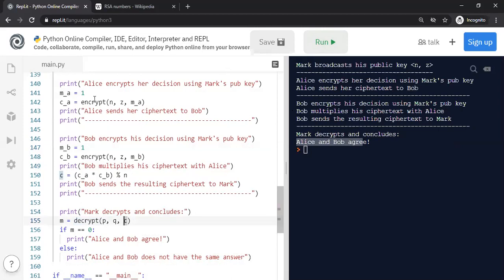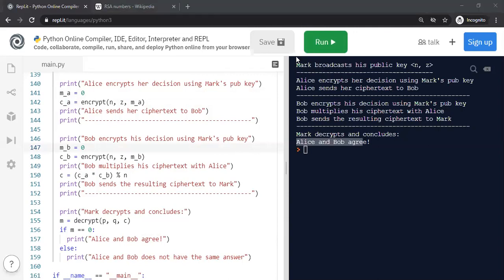So we can try one more combination, right? What if both of them said, no, I don't like work from home? Let's try that. Yeah, they agree. So why is this happening? Very briefly, I will sketch the math behind it, right? You must watch the other videos to get it to the precision, but very briefly, I will summarize it.